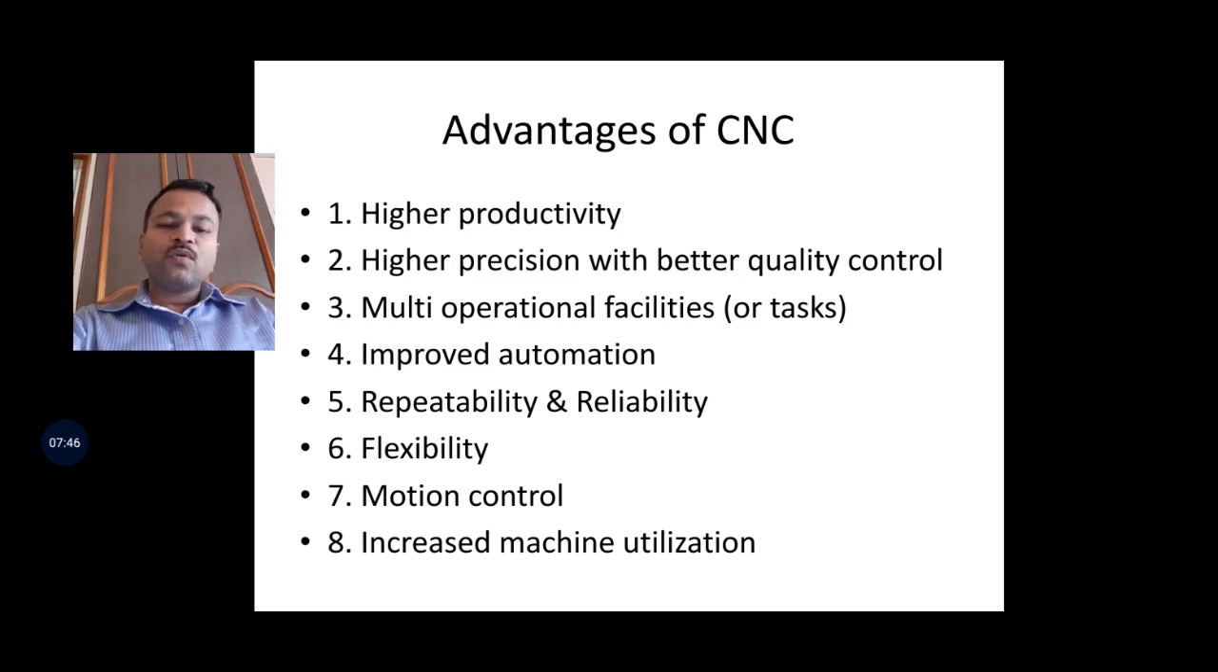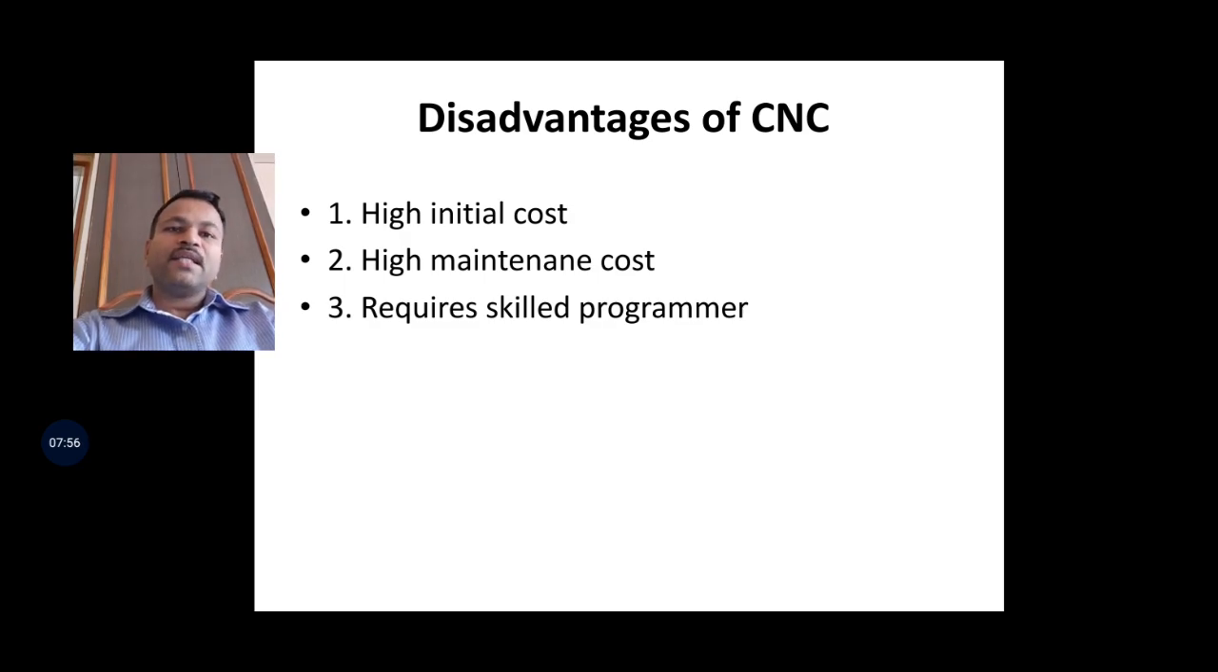Next, increased machine utilization. If you properly use a CNC machine, it can run continuously for 24 hours, 365 days. It is possible. Okay, so these are the advantages of CNC machine. Next, disadvantages. Disadvantage: high initial cost. You have to spend a lot of money for this, compared to a conventional machine.